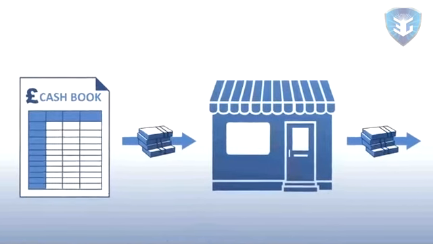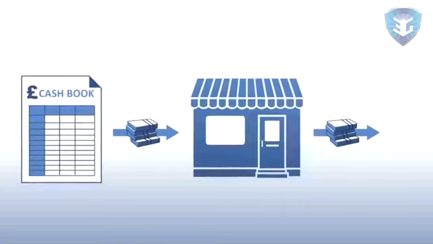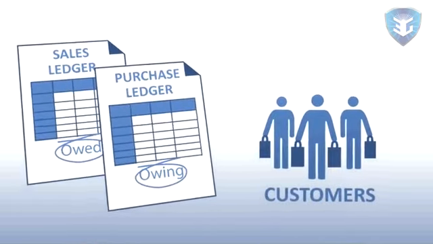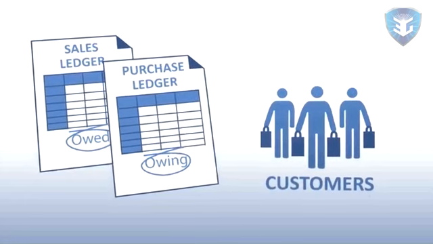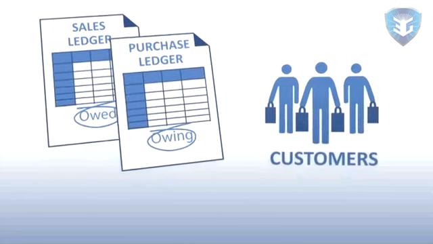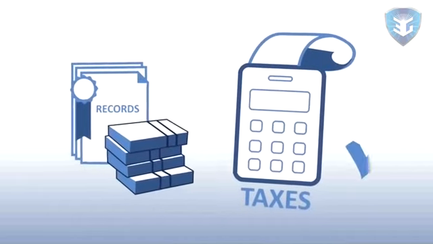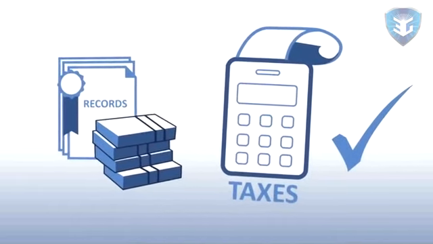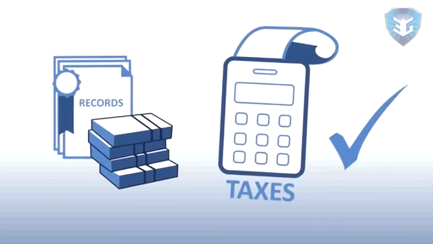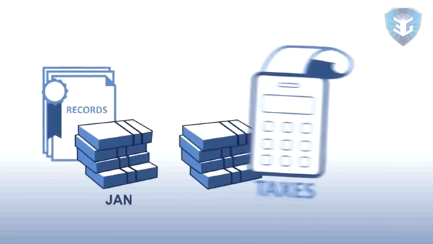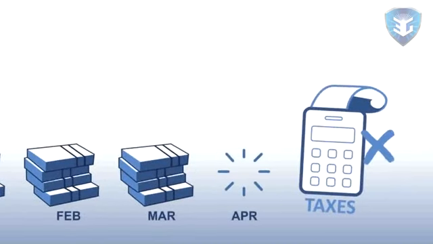Keeping a cash book shows money going into and out of your business, which helps you to keep a close eye on cash flow. And using sales and purchase ledgers allows you to keep track of how much customers owe you and how much you owe your suppliers. With good business records, you'll be confident you're paying the right amount of tax. They'll help you convince a bank or another lender that your business is sound. And they'll help you to budget, so there are no nasty surprises when it's time to pay your tax bills.